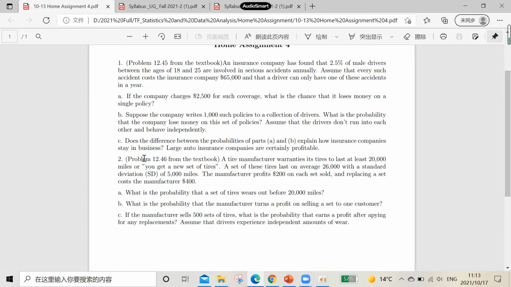I didn't do all of this problem, so maybe you should recalculate the number. Okay, but I think that makes sense. I'll double check it later. Okay, so the next part: if the manufacturer has 500 tires, what's the probability that it earns a profit after applying for your replacement? What I started to do for this one was the expected value is the probability of success times $200 plus the probability of failure times $400.